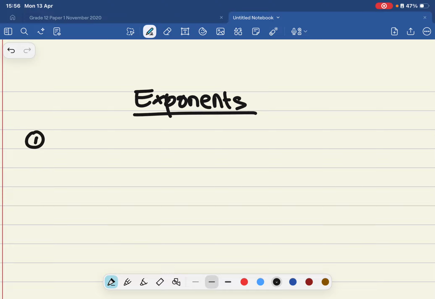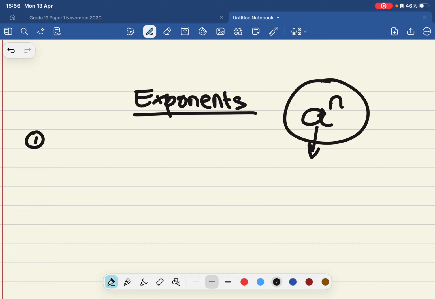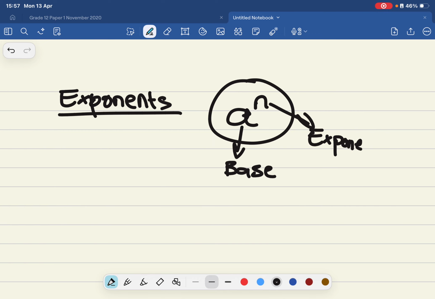Before we move on, I think it's important for us to define this. In case I have a to the power of n, this a, we call it a base. This n, we call it an exponent. And all of this, a exponent n, we call it a power.